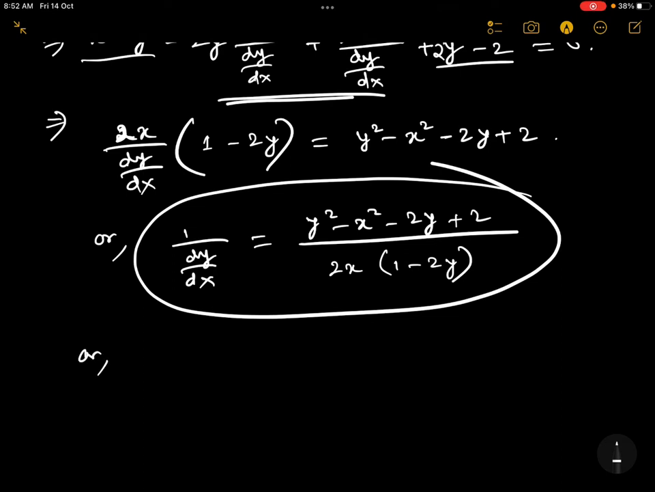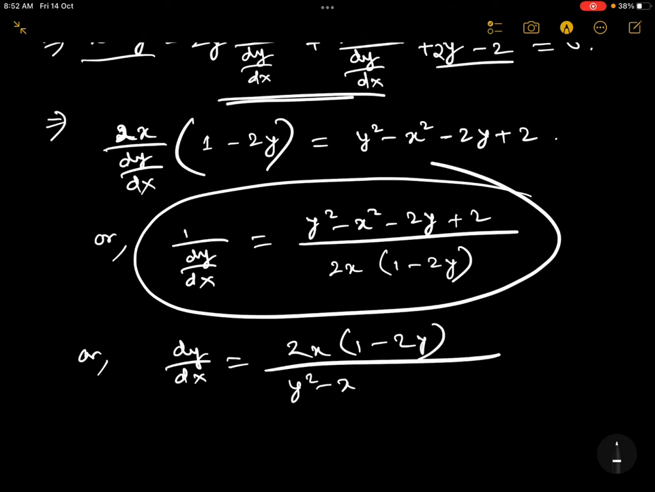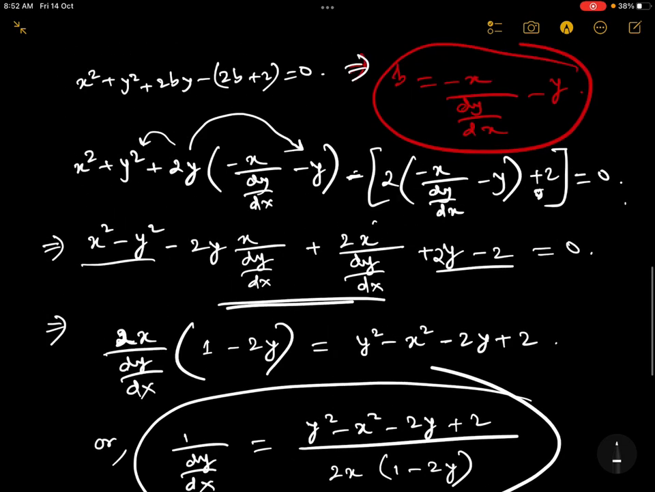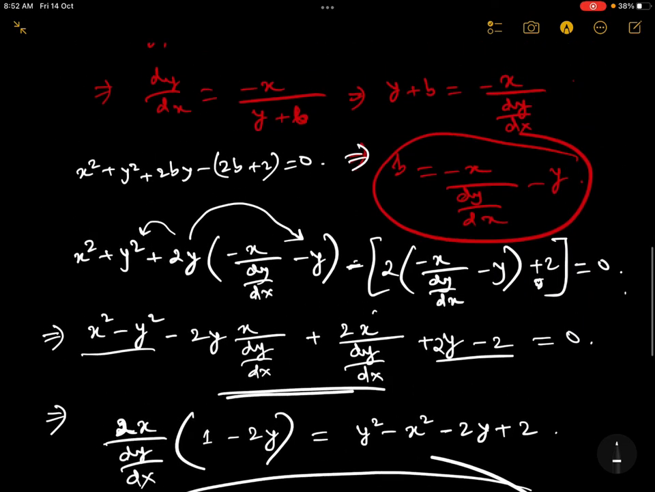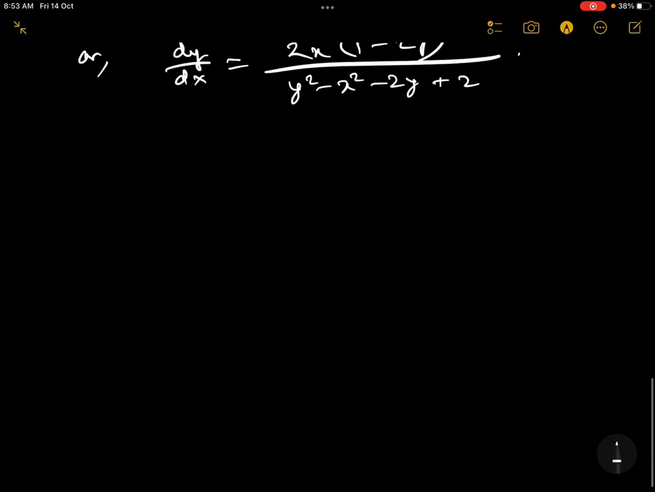or further you can simplify like this: dy by dx equal to 2x(1 minus 2y) divided by y square minus x square minus 2y plus 2, which is the required differential equation. All right. Okay, let's go to the next question. Let me take up another problem.